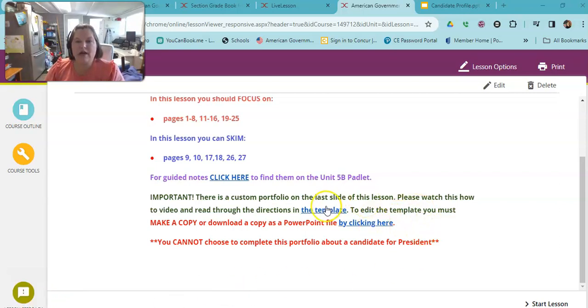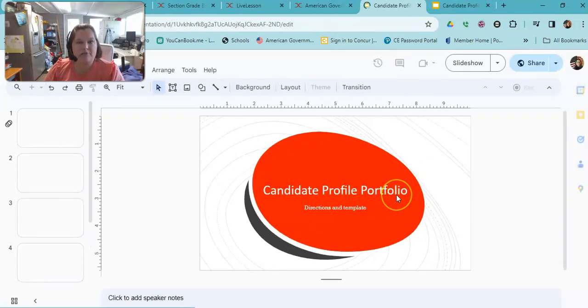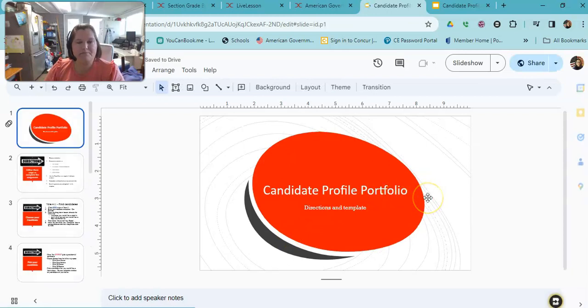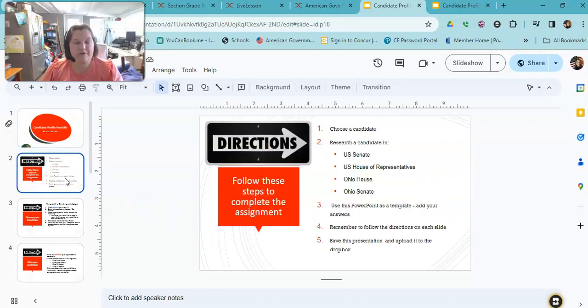Okay, so I'm going to go ahead and open up our candidate profile here. The directions for this portfolio are in the template, and you're going to edit this template, save it, and upload it on page 29 of this lesson. These first few slides are directions, okay?